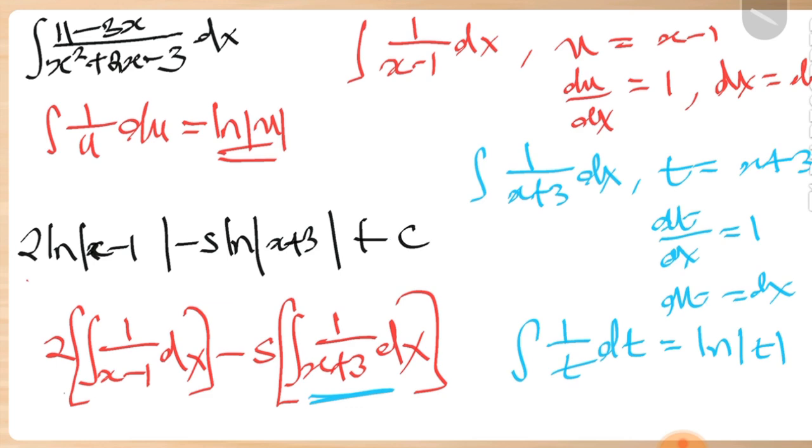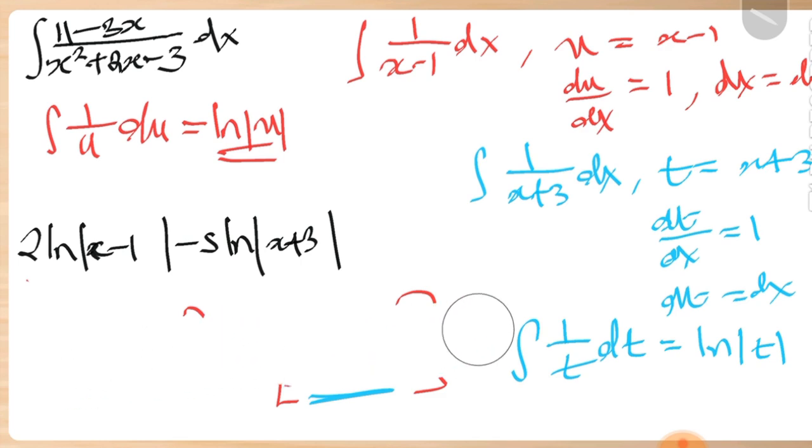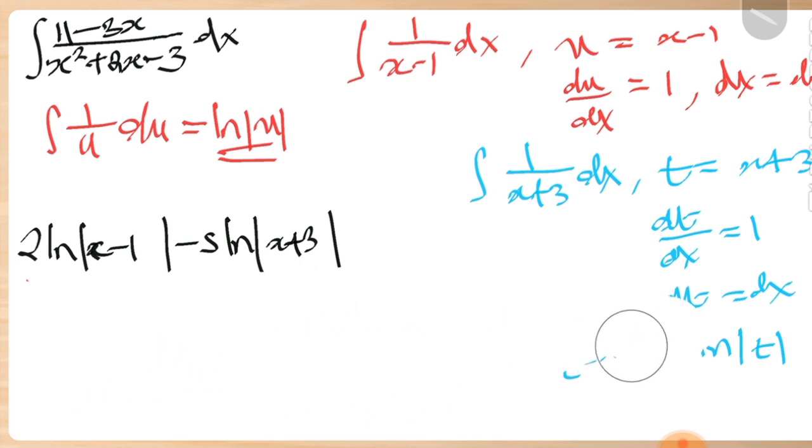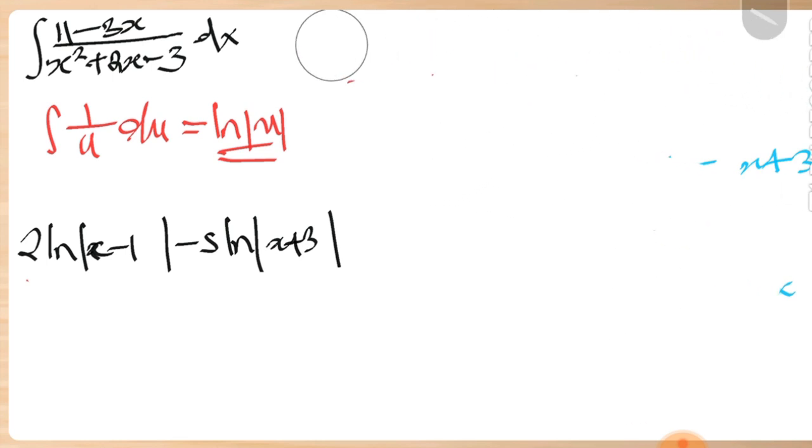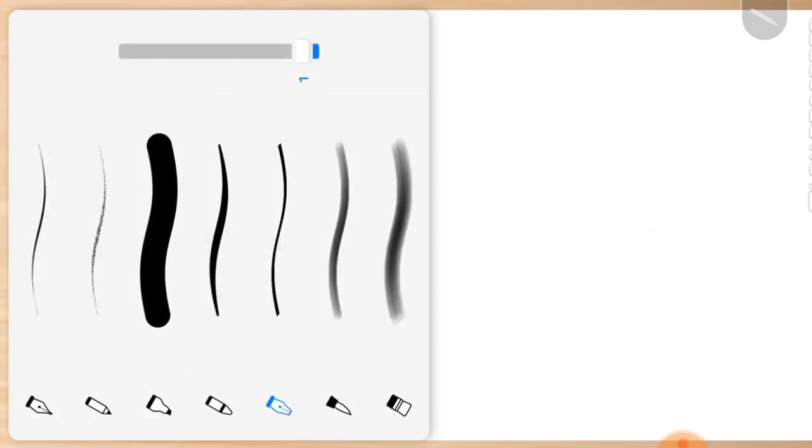Yeah, and that's it. Let's simplify this a bit using logarithm properties. Before we put in that c, let's simplify it first. Let's clean this up a bit. Let me write this here. So we have 2 ln x first.